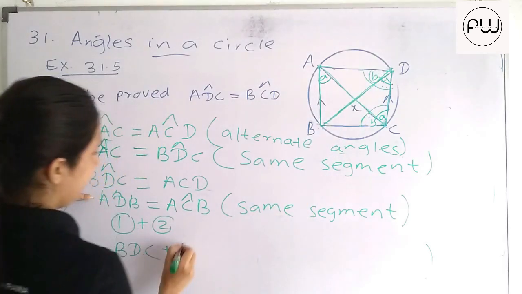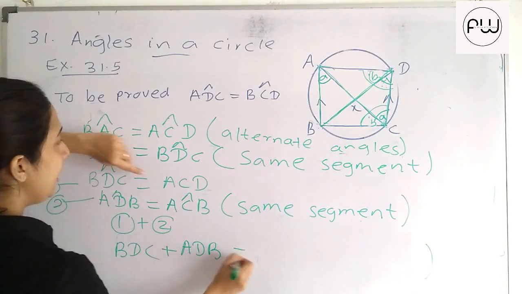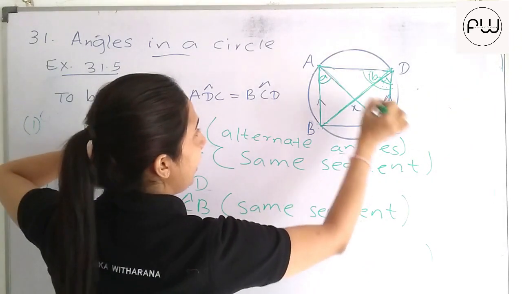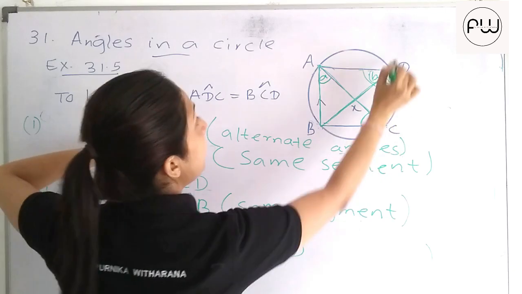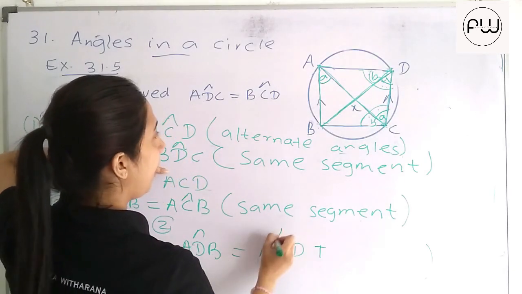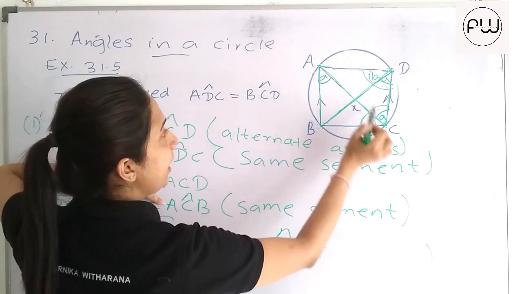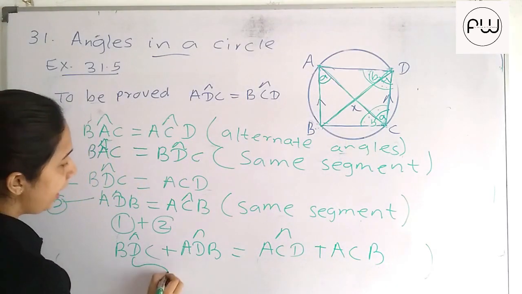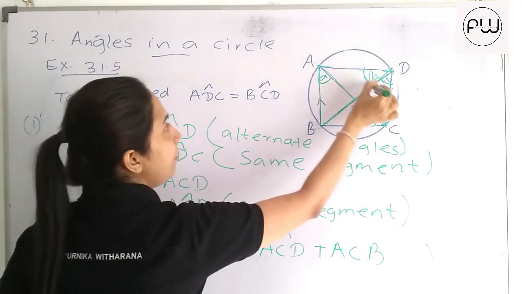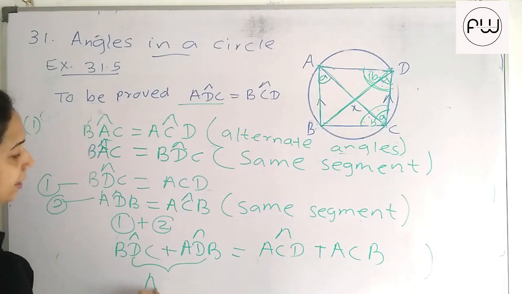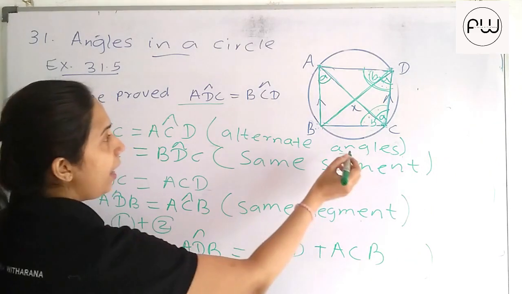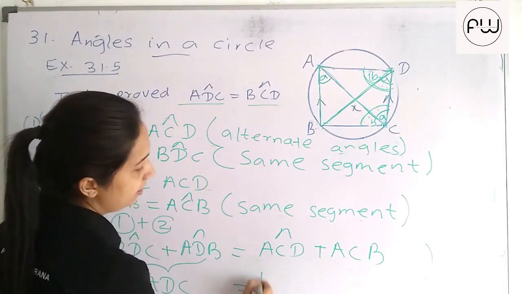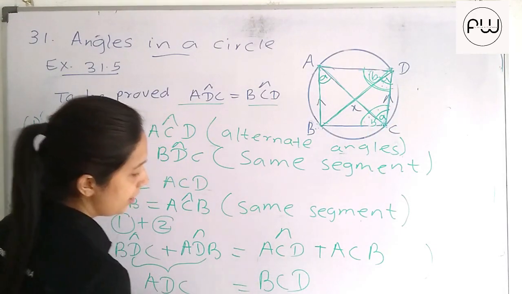ADB, this angle, equal to ACD plus ACD. Now let's add. When we are adding these two angles together, we can take angle ADC. And when we are adding these two angles together, we can take angle BCD. Right, we have done it.